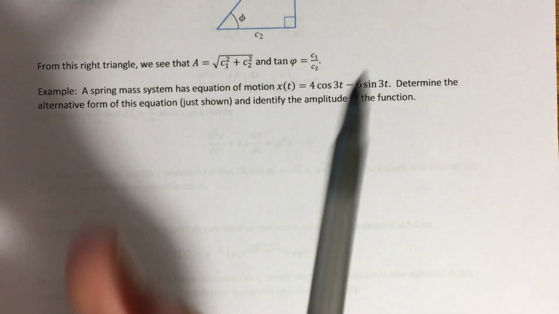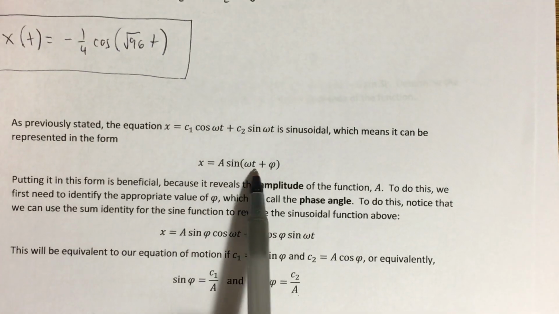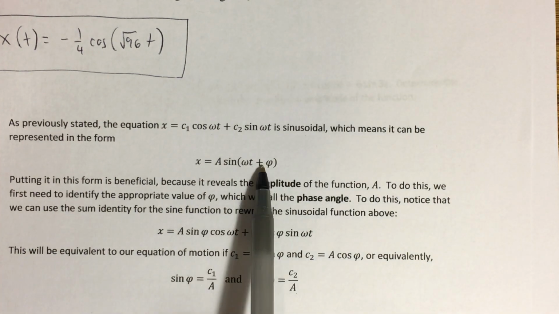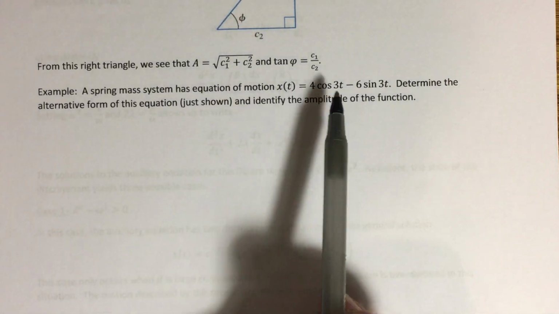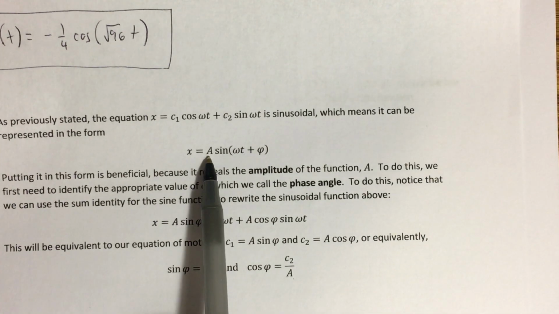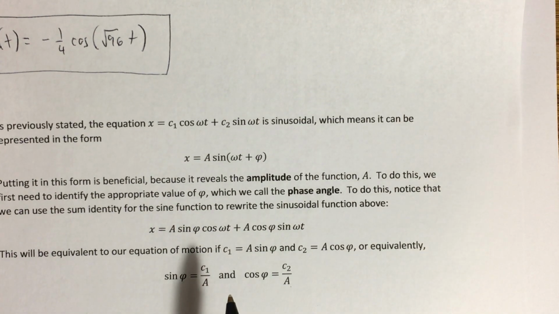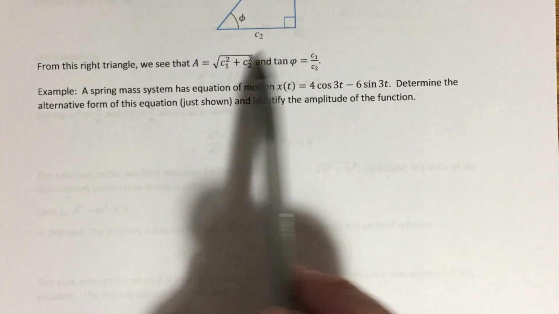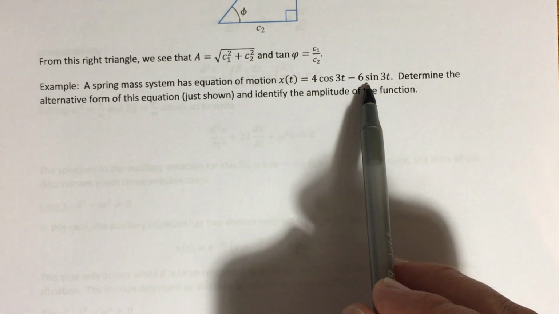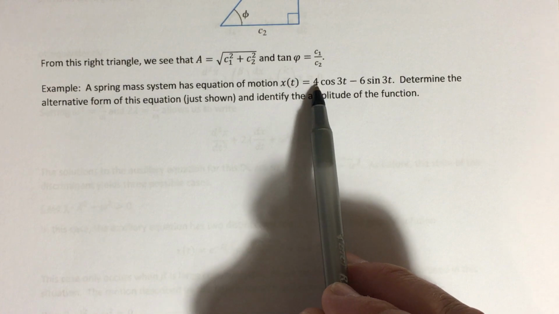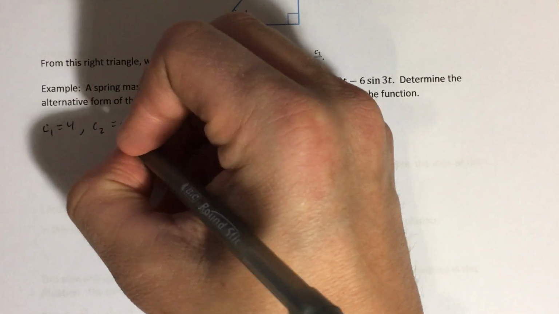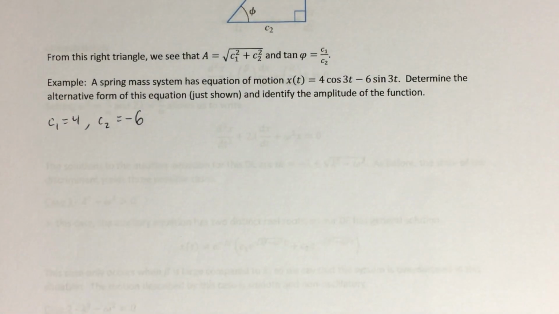So again, the sinusoidal function looks like this. This is the form we're trying to put our equation into. And in order to do that, we already know omega. Omega is 3, because that already appears in this form of the equation. But we need A, our amplitude, and phi, our phase angle. And these two relationships tell us how to find that. So looking at this form of the equation here, of our solution, C1 is equal to 4, and C2 is equal to negative 6. Okay?